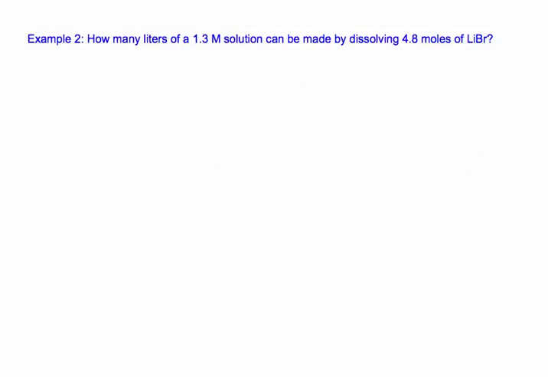Let's look at another example. So this one, we're asked how many liters of a 1.3 molar solution can be made by dissolving 4.8 moles of lithium bromide. So we know that our molarity is 1.3 molar, and that we have 4.8 moles. And we're asked to solve for the volume. We know that molarity means moles over liters. We want to solve for the liters, for the volume.